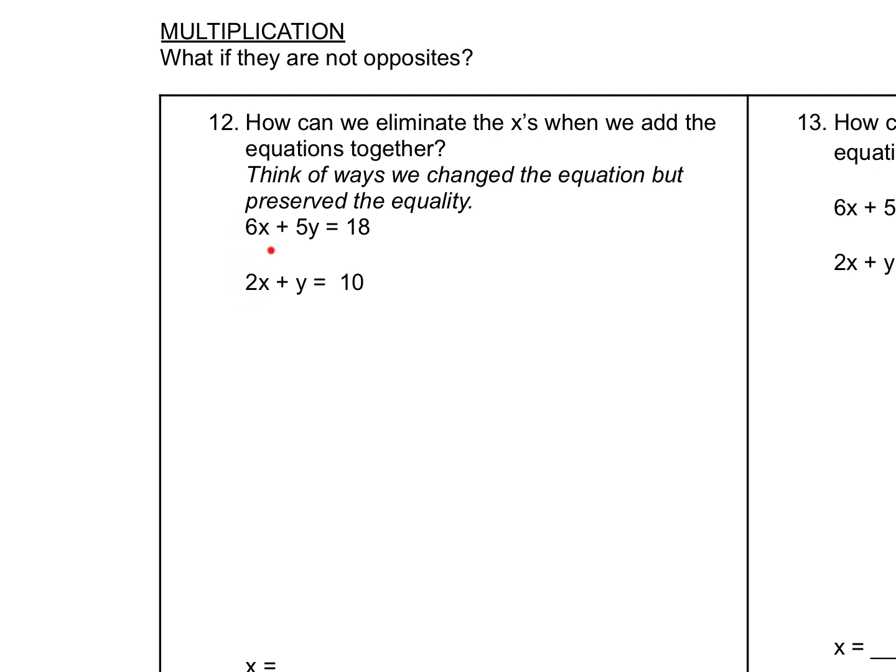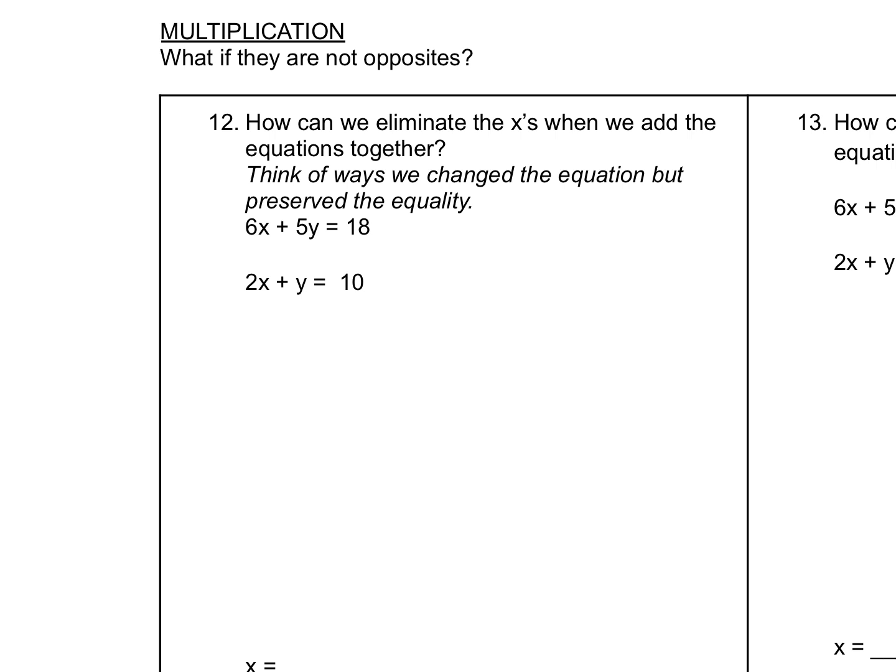Normally, I could have just added, but 6x and 2x aren't the opposite of each other. I couldn't subtract, because again, it's not both 6x. So how can I get the x's to cancel? If this is a positive 6x, what do I need the bottom one to be so that when I add the equations together, it cancels? Take a moment, see if we can figure that out. Otherwise, I need the bottom to be a negative 6x.